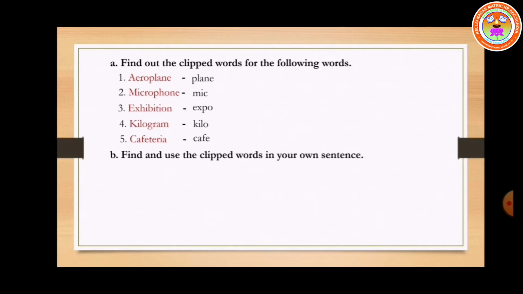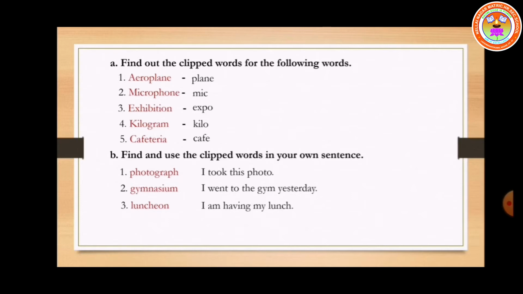Then find out and use the clipped words in your own sentence. So we are going to find the clipped word for the words given below, and we are going to use it in our own sentences. First one is photograph. Already we have seen the clipped word for photograph is photo. So give me a sentence. Yes, I took this photo. Excellent. Number 2, gymnasium. The clipped format for gymnasium is gym. We are going to write in our own sentence, I went to the gym yesterday. Good.